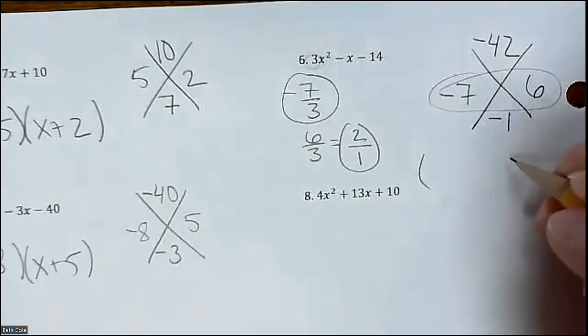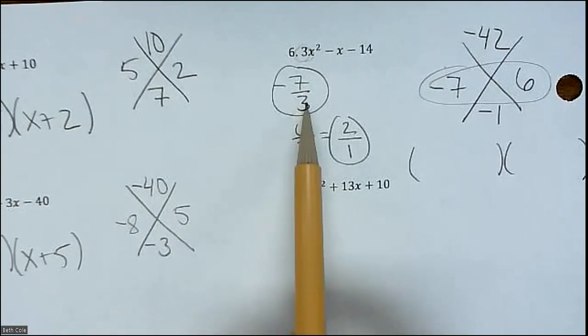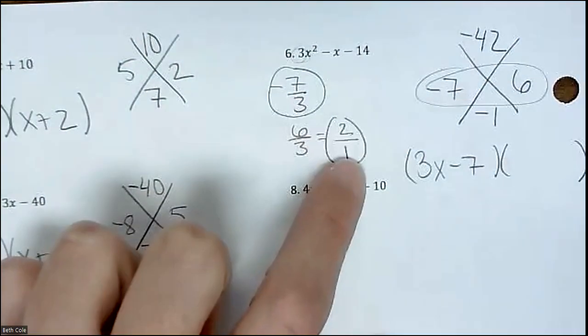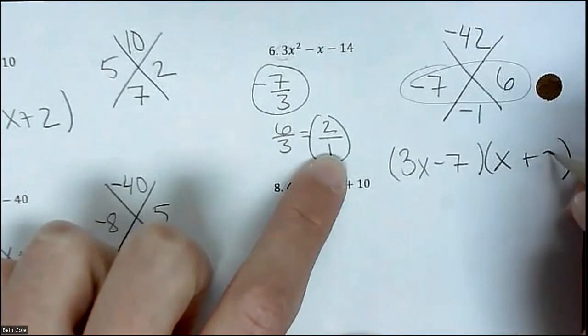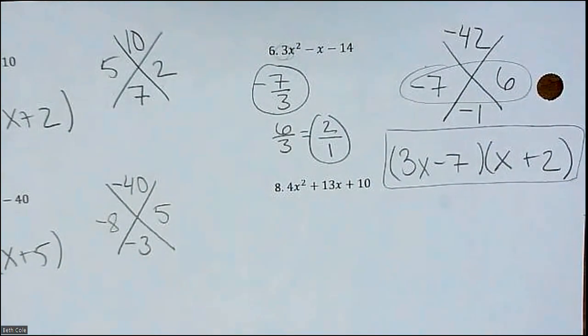All right, and then draw your 2 sets of parentheses. You just have to start with the denominator. So what is this one gonna give you? 3x minus 7. Good, 3x minus 7. And then this one is 1x plus 2. Good.